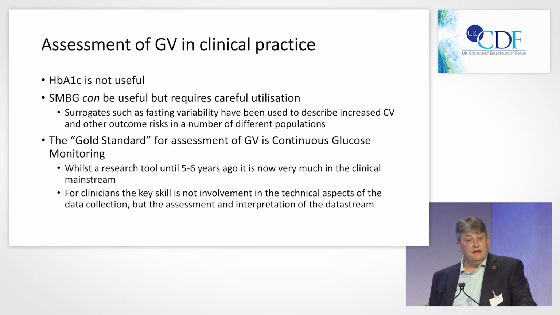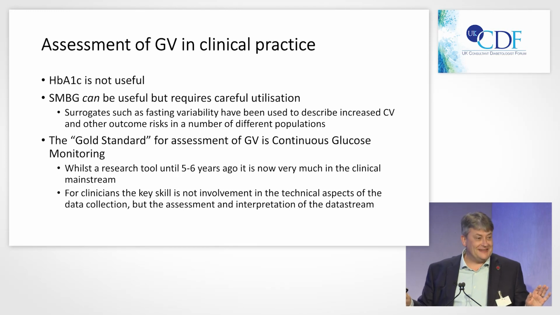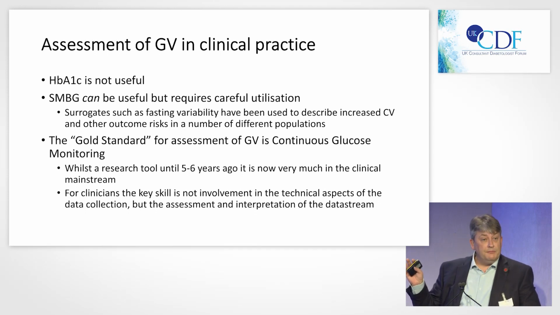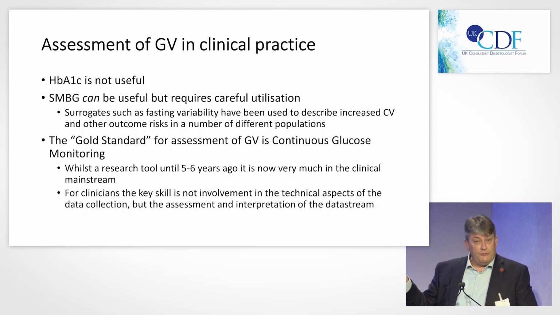Now, interestingly, SMBG, which we've not talked about very much at all in this meeting so far, you can use to measure variability. But you need to be very clear about how you use SMBG if you're going to use it to measure variability. But there are a number of studies, both in outpatient populations using generally fasting glucose variability as a measure of outcome risk, with a very close association with those outcome risks.